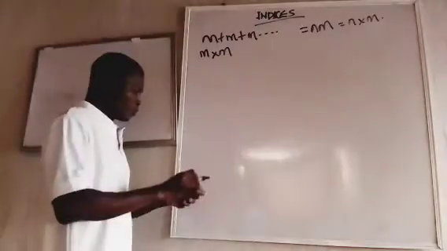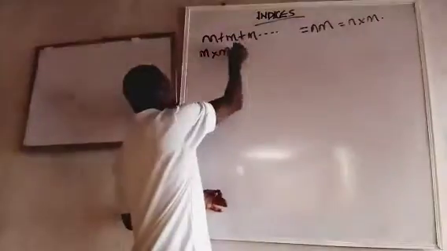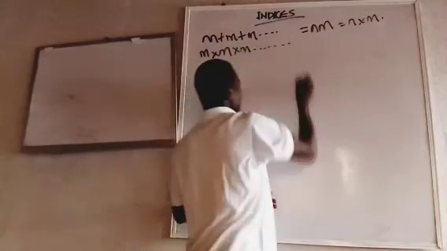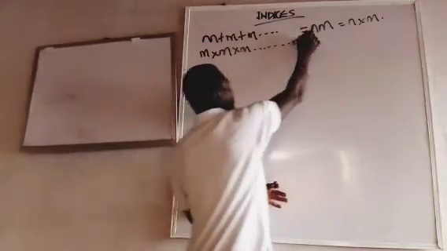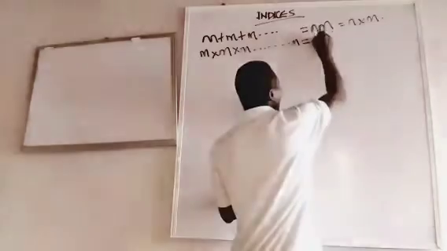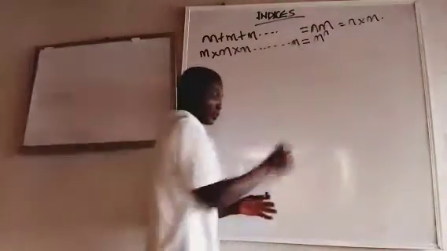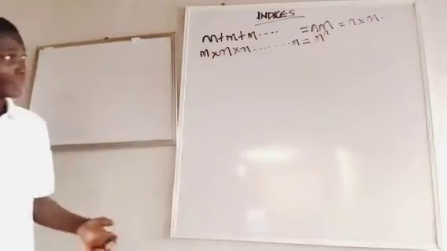But here now, we have it as n times n. That is the same number. We multiply it again by n. And we continue like this, n times. We call that indices. That is n raised to power n. That's what we refer this operation to. So we call it indices.